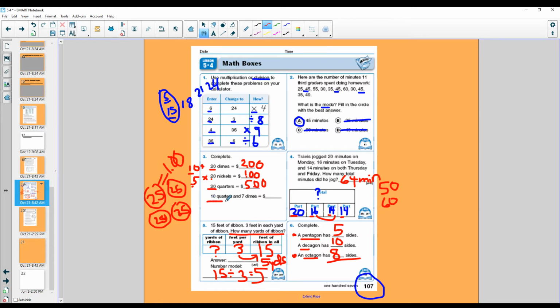Okay, 10 quarters, 7 dimes. 7 dimes is going to give you 70 cents. 10 quarters. Well, if you had 8 quarters, that would be $2. 8, 9, 10. So you have $2 and you have 2 quarters left. So that would be 50 cents. So $2.50 plus your 70 cents. So 70, 80, 90, another dollar, $1.10, $1.20. So we get $3.20. All right, third graders, have a good day and practice your math facts.